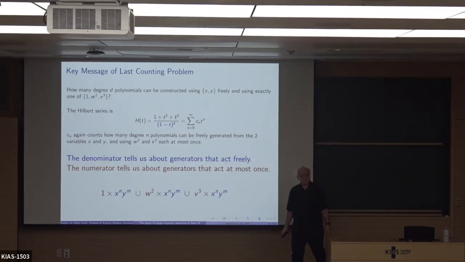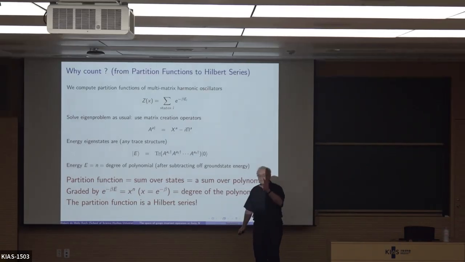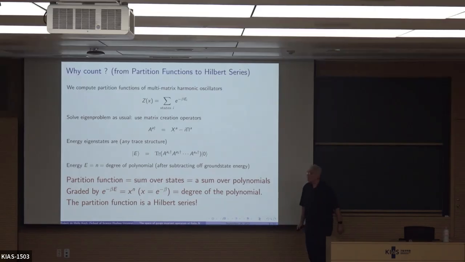Why should we worry about this counting problem? So I'm going to start off by studying matrix oscillators. And what I mean by that is I'll have one matrix oscillator for each matrix. I'll sum these different oscillators to get the total Hamiltonian, and there'll be no terms in the Hamiltonian that mix the different types of matrices. I'll calculate a partition function. So what's the partition function? Sum over states, and I weight each state by e to the minus beta energy of the state.